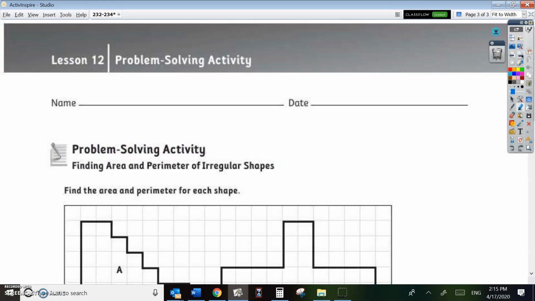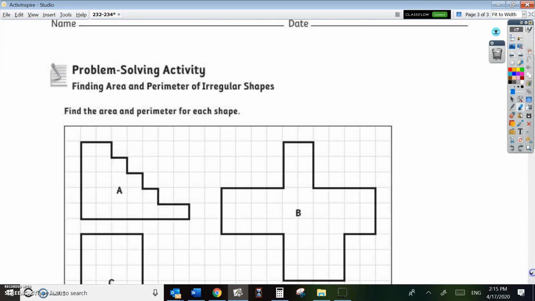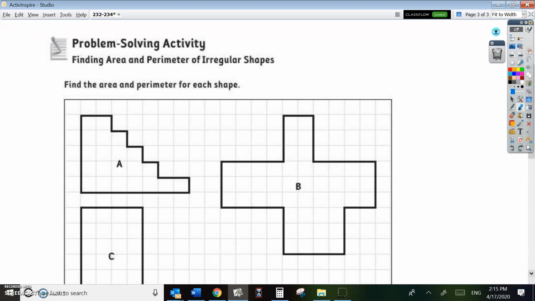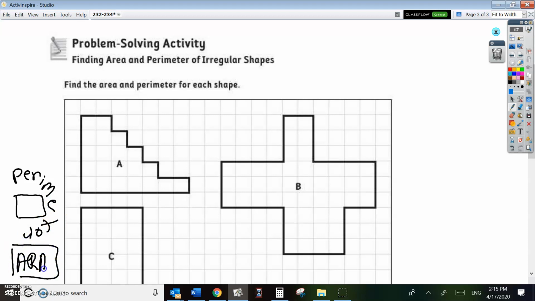Finding area and perimeter of irregular shapes. Okay, so area and perimeter for each shape. So remember, perimeter is the outside. P-E-R. And area is the inside. A-R-E-A, area.